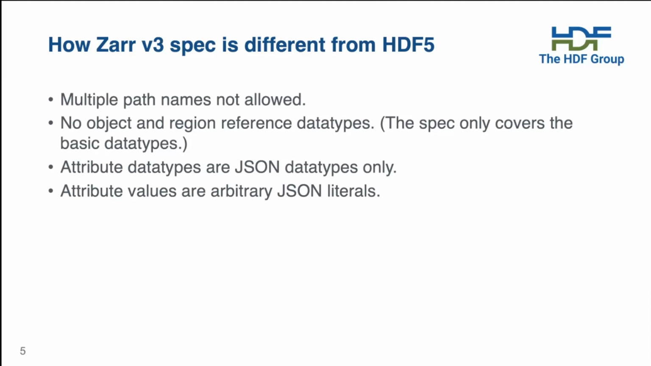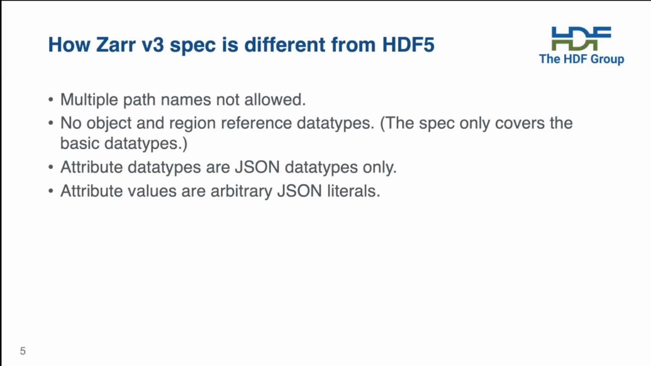The other obvious missing part is no object and region reference data type. The Zarr specification is actually very conservative. They cover only the most basic numerical and string data types, not even variable length data. So there is room to improve, but right now there is no such thing.